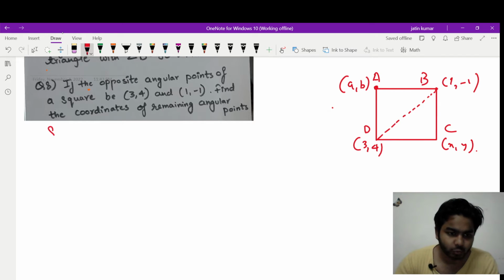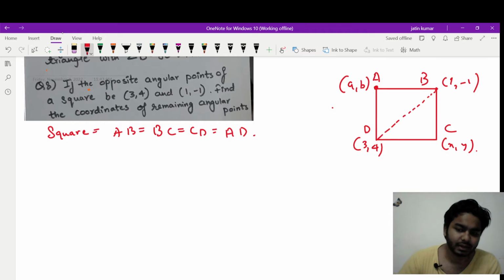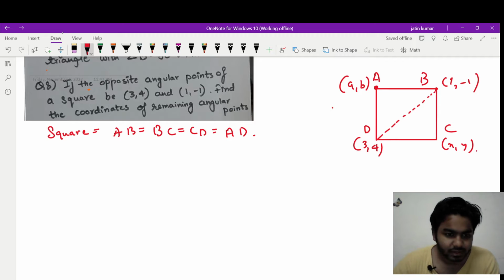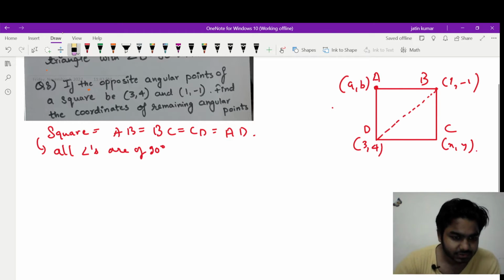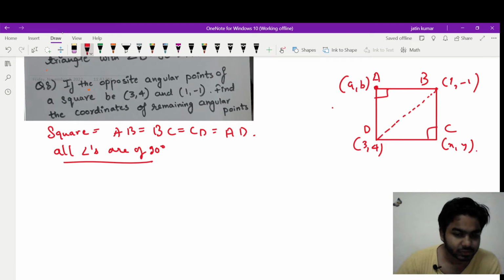So first of all, it is a square. Square means all sides are equal. It means AB is equal to BC is equal to CD is equal to DA. In a square, diagonals are also equal, and let me tell you some properties of a square. All angles are of 90 degrees, and diagonals are also equal, but we don't need the diagonals part. All angles are 90 degrees. It means angle A is also 90, angle C is also 90. It means it will hold Pythagoras.